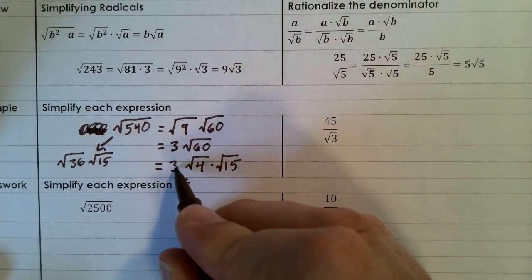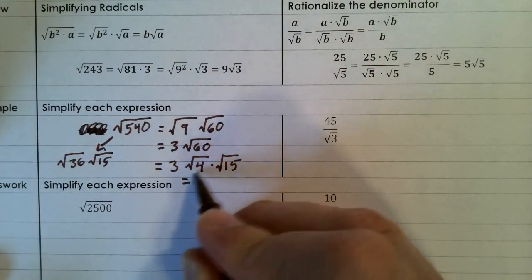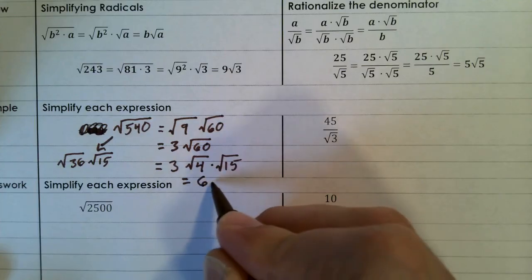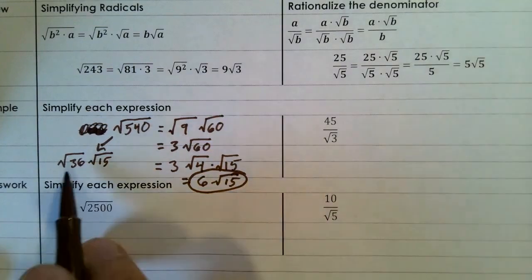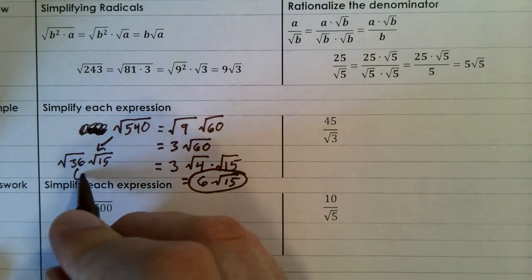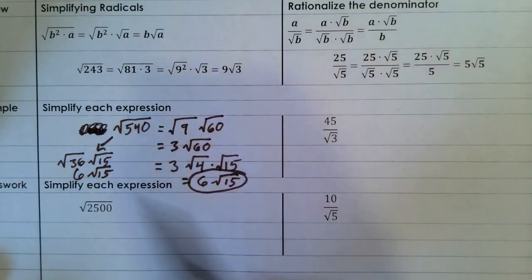So this is 3 times the square root of 4. The square root of 4 is 2, so that's 3 times 2, which is 6 square roots of 15. I get the same thing over here: 6 square roots of 15.